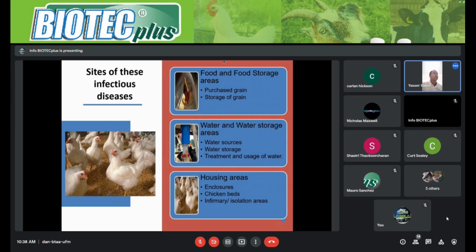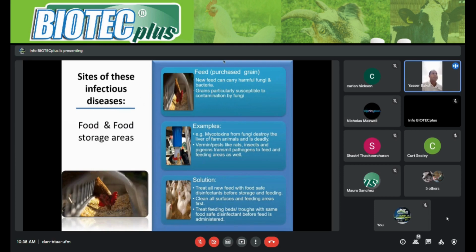So the sites of the infectious diseases, as I mentioned to you all, are the food and food storage, the water and water storages, and the housing areas. We are now going to go a little bit more in depth with respect to those. So the sites of the infectious disease: you have your food and your food storage areas.